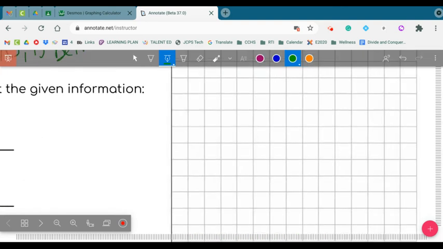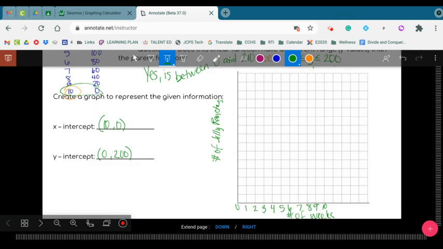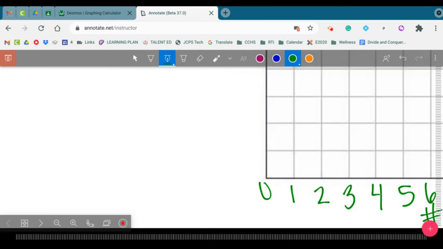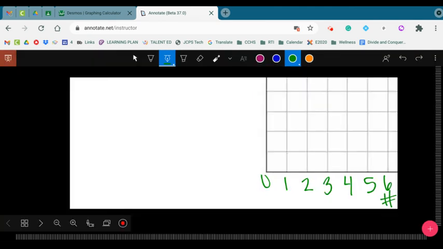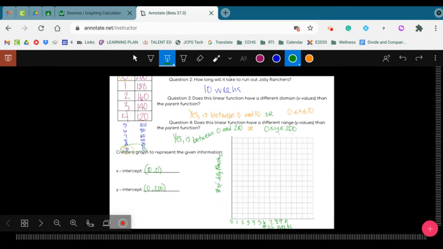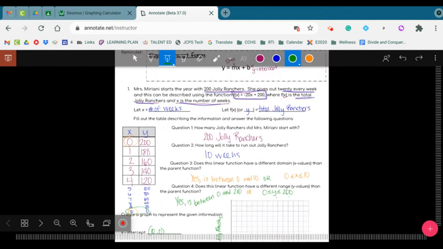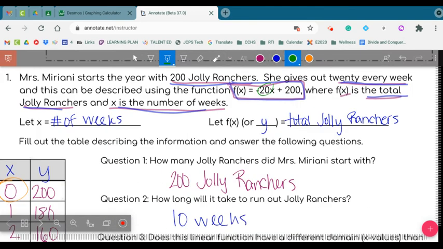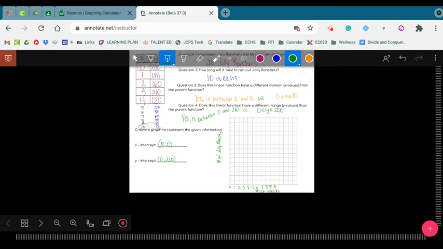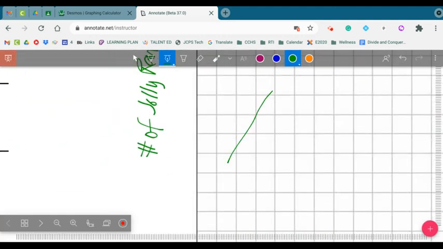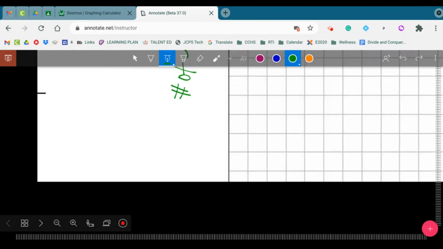And then our y value is number of Jolly Ranchers. And this one, we need to get up to 200. So I say let's go up by 20s. One way to help you know what value you need to go up by, always use your slope. Our slope on this one is negative 20. So that's what you should probably go up by on your y-axis. It'll help you with graphing it easier.